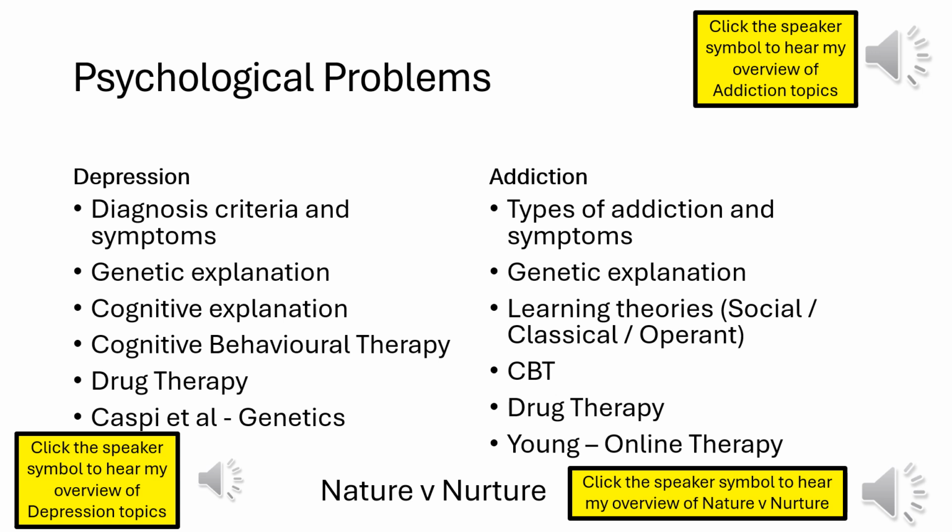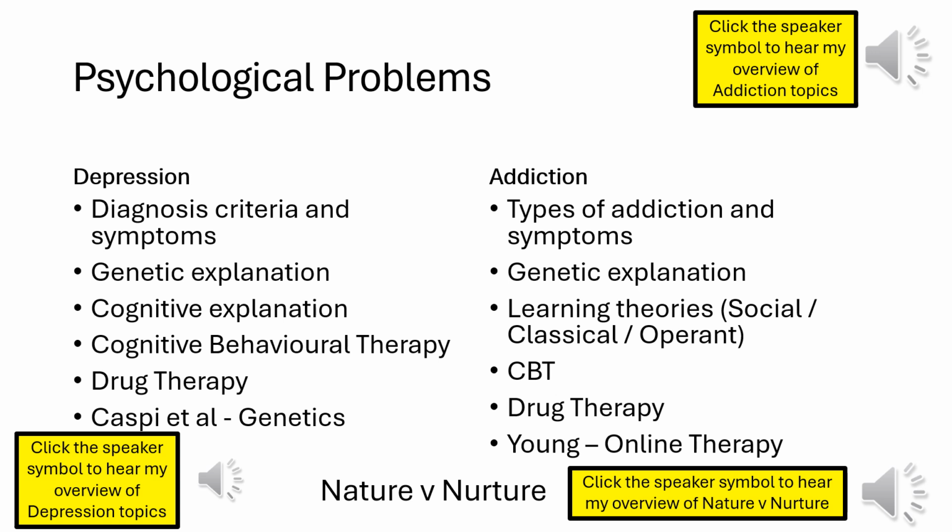Within psychological problems, obviously there's two halves, depression and addiction. I'll start by going through the depression side of the unit. So you need to know the diagnosis criteria, so what are the symptoms of depression and what is the difference between moderate, mild and severe in terms of how many symptoms there are and how does it affect a person's life. Genetic explanation, looking at how do genes impact depression.